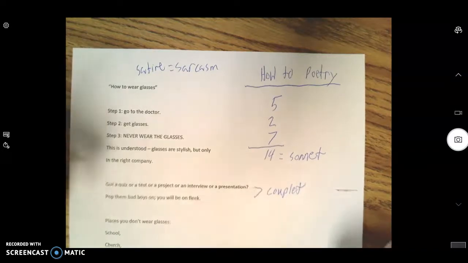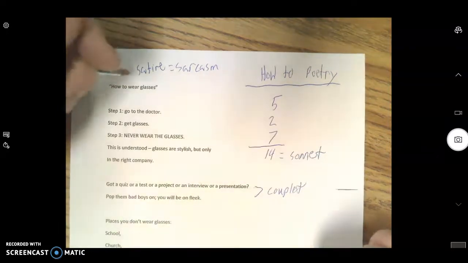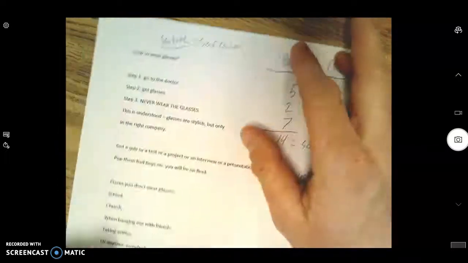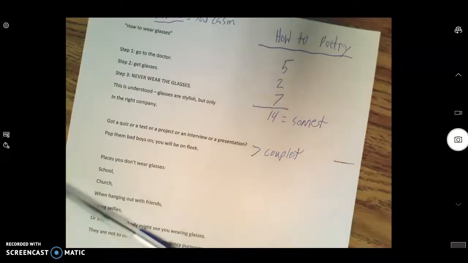Okay. But when you do it in writing, it's called satire. Yeah, satire. There we go. Fantastic. All right.